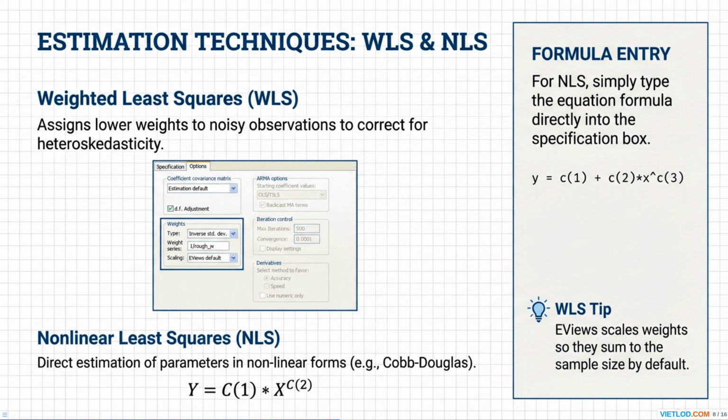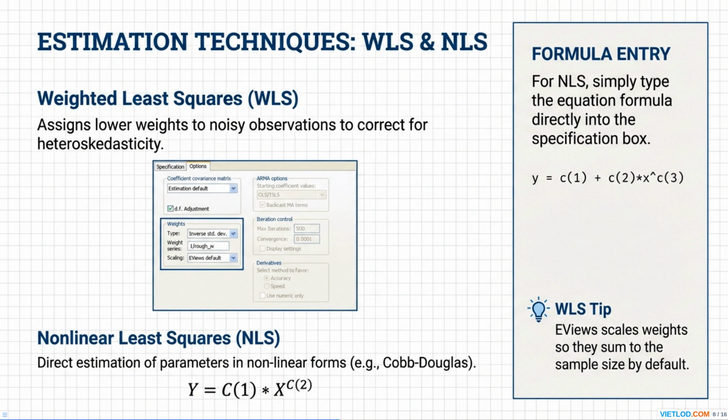Today, we're diving into 2 powerful estimation techniques: weighted least squares, or WLS, and nonlinear least squares, or NLS. WLS is a method used to address heteroskedasticity, where the variance of your errors isn't constant. Instead of just correcting the standard errors, WLS actively transforms your model by assigning lower weights to noisier observations. This process leads to more efficient and precise coefficient estimates. When setting this up in EViews, you'll specify your weighting series, and a helpful tip is that EViews scales these weights by default so they sum to your total sample size.